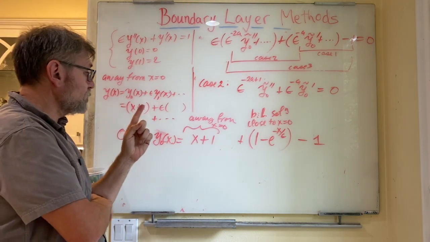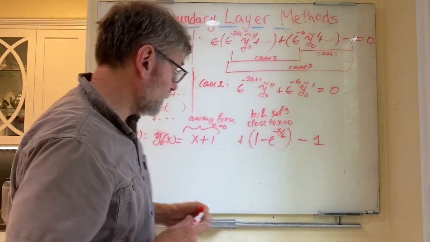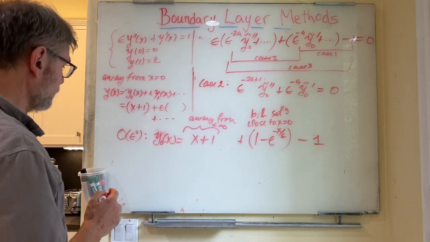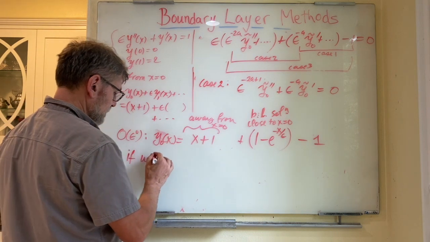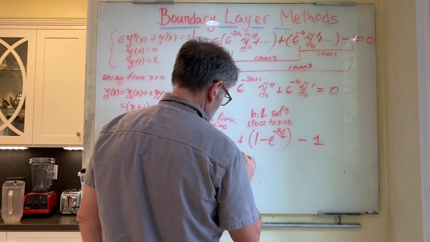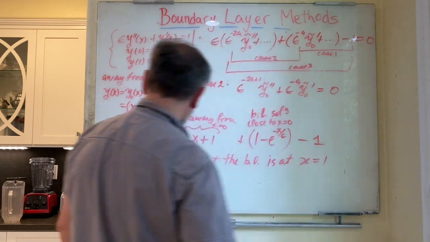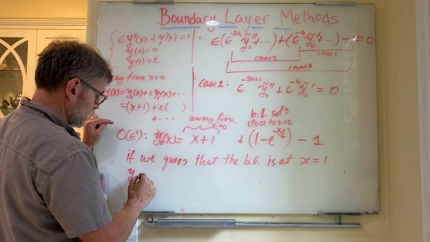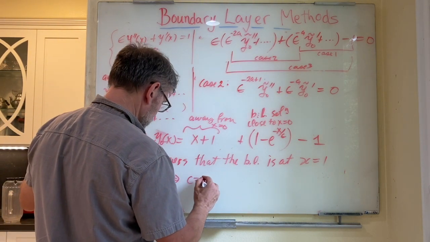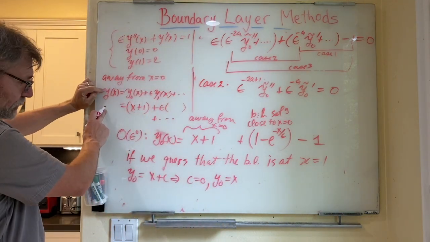Remember I said that we didn't really know if the boundary layer would be at x equals 0 or at x equals 1, right? So what we could do to find out is test the other possibility. So if we guess that the boundary layer is at x equals 1, then the interior solution, y naught, is going to be equal to x plus c, which implies that c equals 0, so the interior solution is just y naught equals x. That would be the analog of this solution.